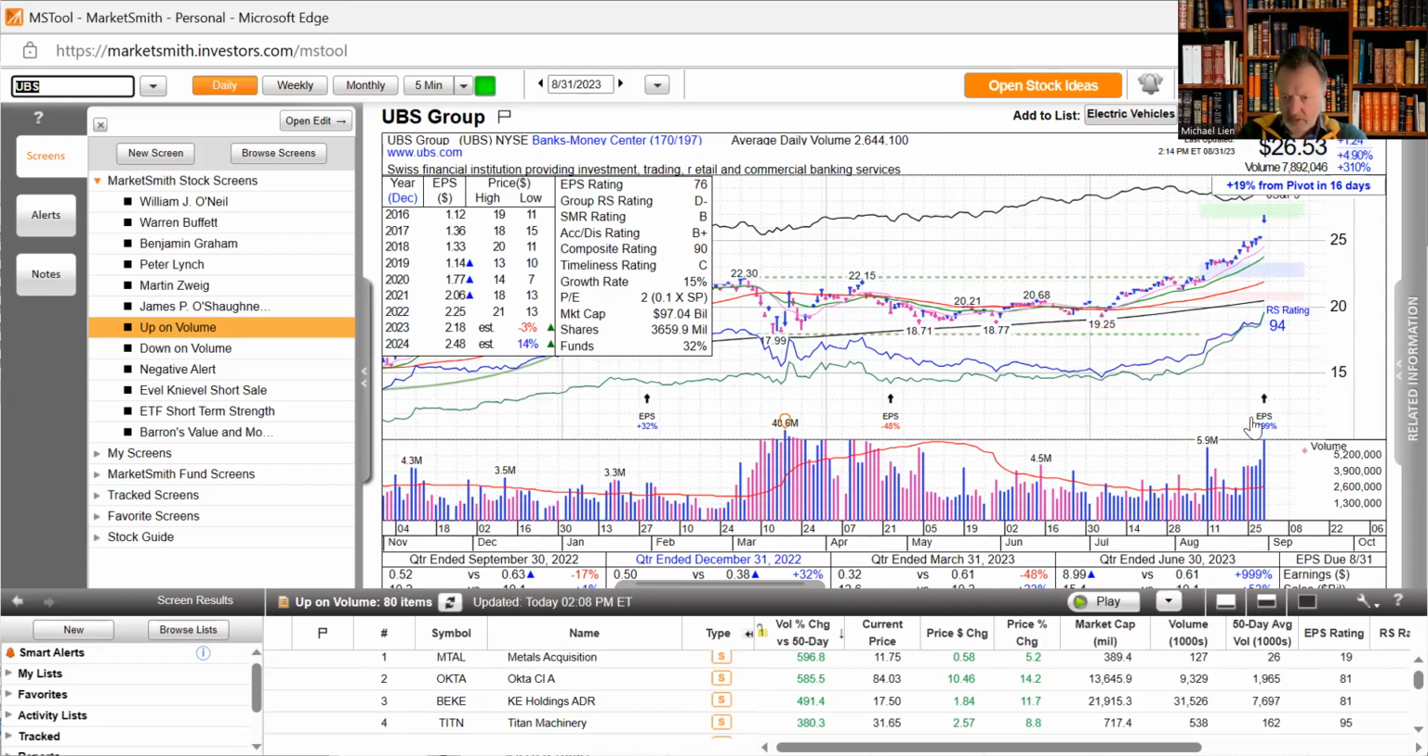Wow, look at that earnings surprise. 1,735% earnings surprise on a 1,000% earnings increase. $8.99 versus last year's 61 cents in the same quarter.